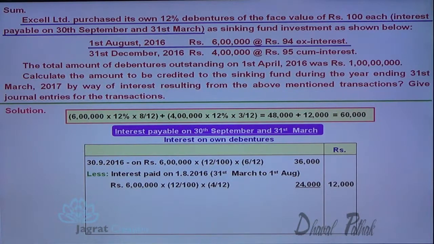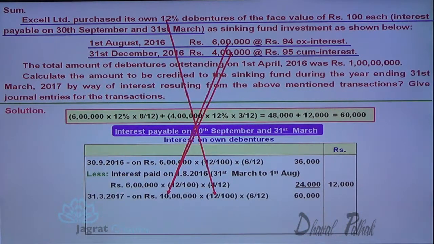For that, 6 lakhs plus 4 lakhs, 10 lakhs. On 10 lakhs, 6 months interest at the rate of 12% works out to be 60,000.